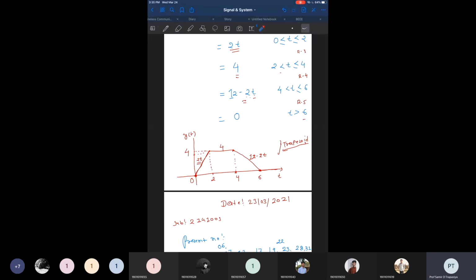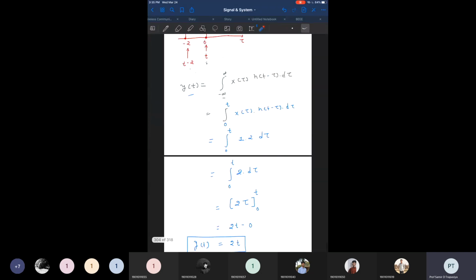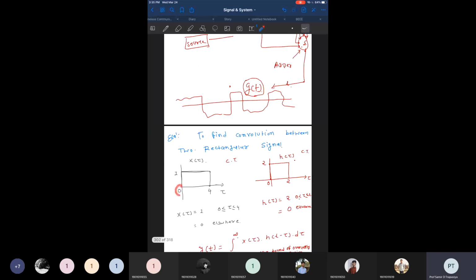Here, fortunately, both the signals x of tau and h of t minus tau start from 0, which is a win-win situation. But in some other cases it is not possible every time that x of tau and h of tau both start from 0. There may be a possibility that the signal doesn't start from 0, in which case the beginning point of the convolution is shifted. How it is shifted, we will see in today's example.